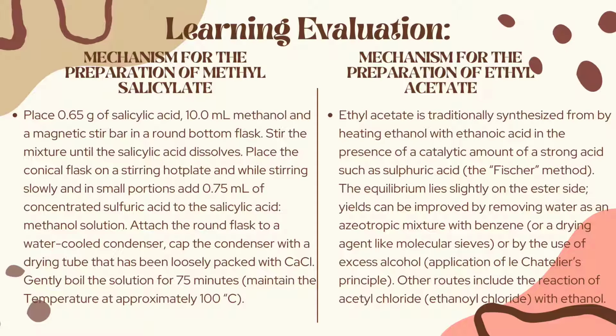Attach the round flask to the water-cooled condenser. Cap the condenser with a drying tube that has been loosely packed with calcium chloride. Gently boil the solution for 75 minutes. Maintain the temperature at approximately 100 Celsius. The reflux will allow the mixture to heat without loss of components through evaporation. The vertical condenser returns the evaporated liquid to the boiling flask.